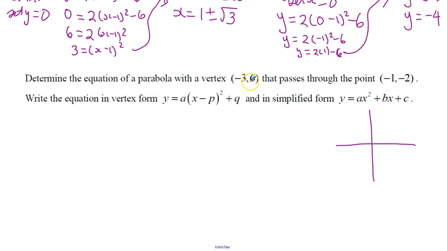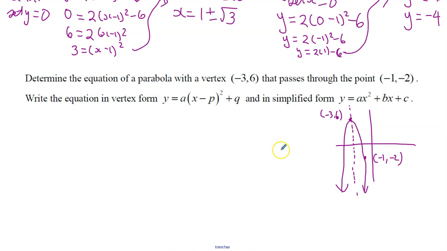Does this open up or down? Let's find out. I've got a vertex at negative 3, 6, so we'll call that negative 3, 6. I've got an axis of symmetry that runs through here at x equals negative 3. It passes through the point negative 1, negative 2. That's there. The only way that's happening is if this opens down, like so. Which tells us that our a value should be negative. If we don't get a negative a value, then we've made a mistake somewhere.